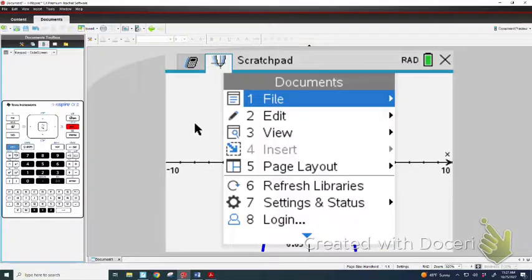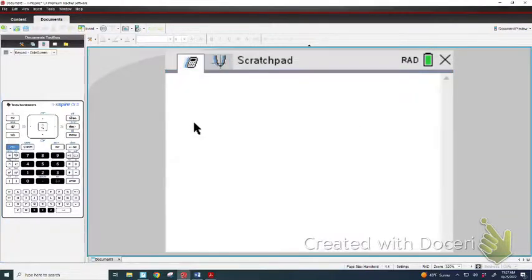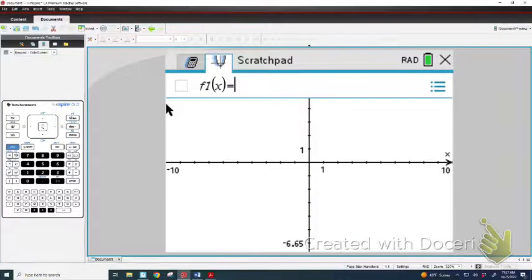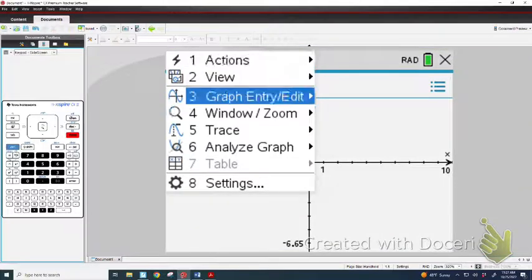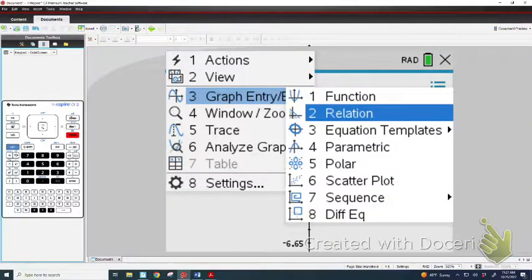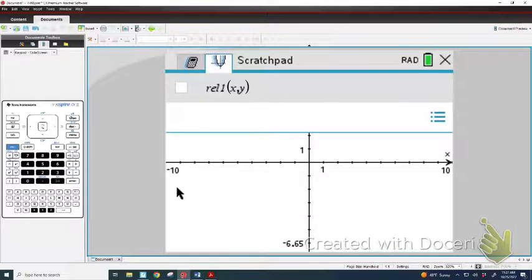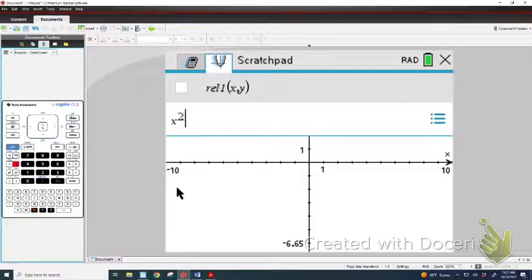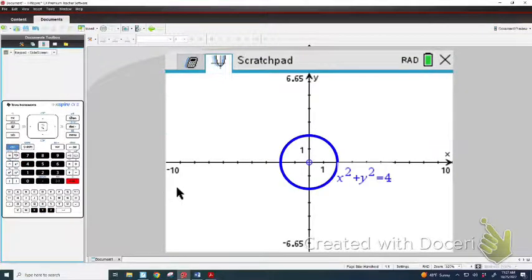What about the next one? So graph entry, relation, x squared plus y squared equals 4. And we get a circle. When I draw a line through that circle, it crosses it twice. That is not a function.